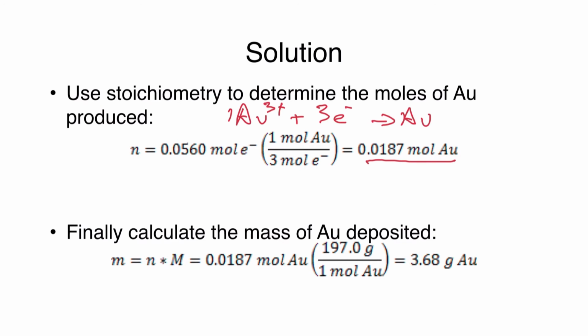And now the last thing I have to do is find the mass. To get the mass of gold that I'm depositing, I can multiply the number of moles by the molar mass of gold from the periodic table, which is 197 grams per mole. If I multiply this out, I should expect to see approximately 3.68 grams of gold on my cathode surface.